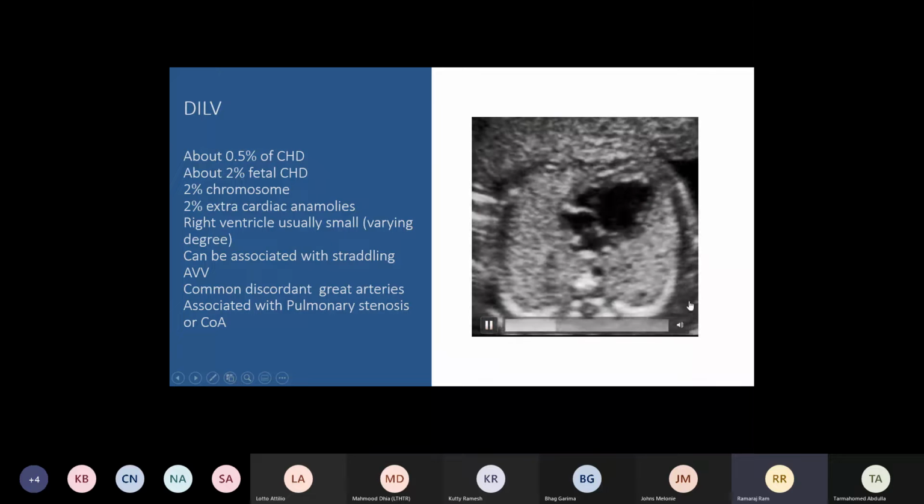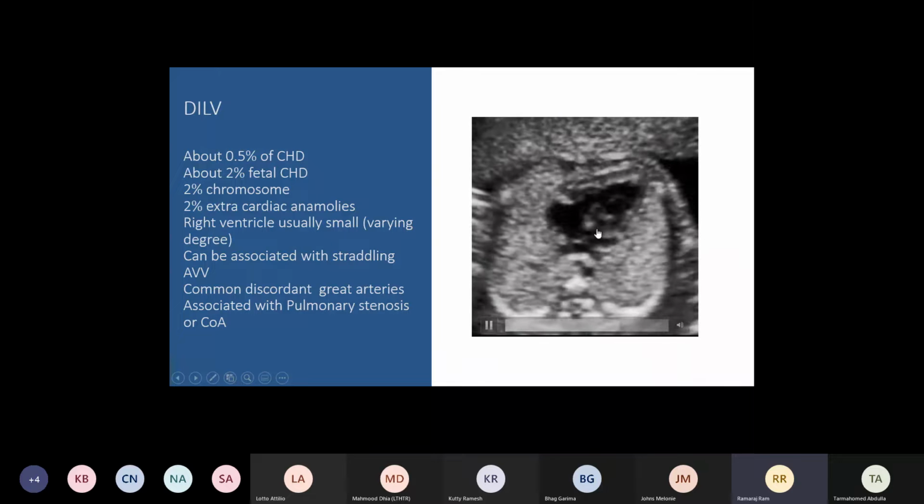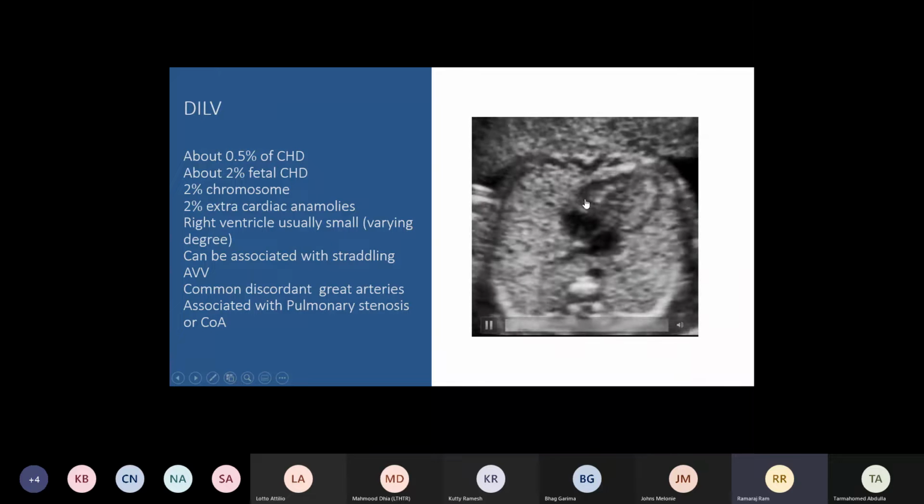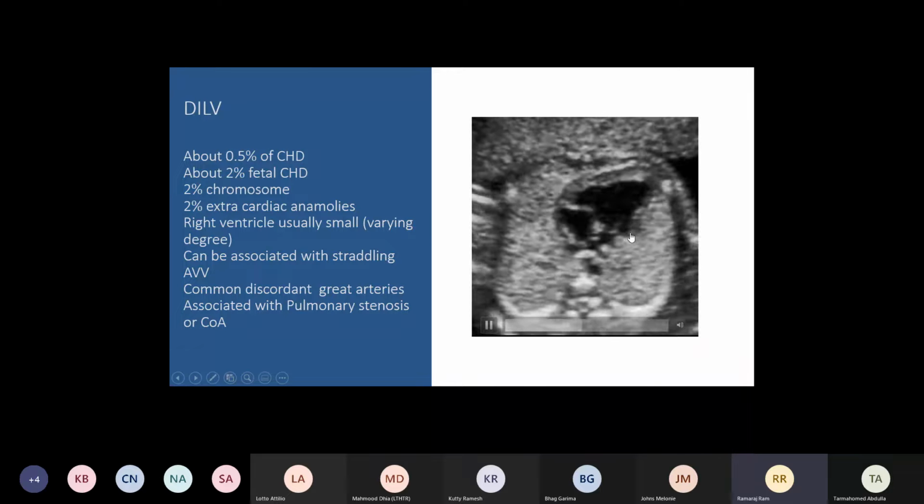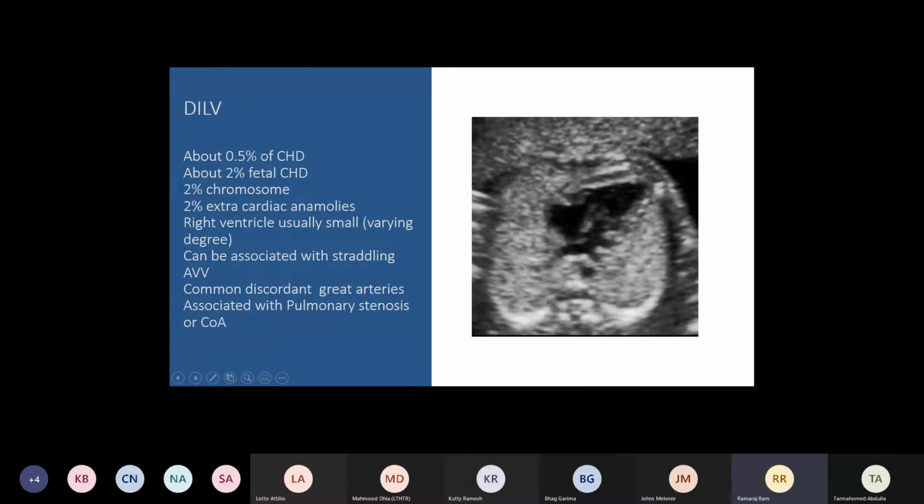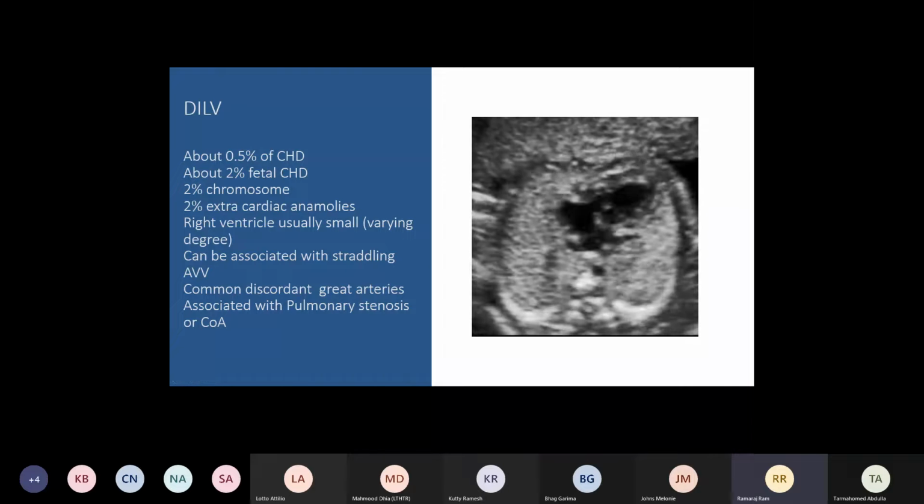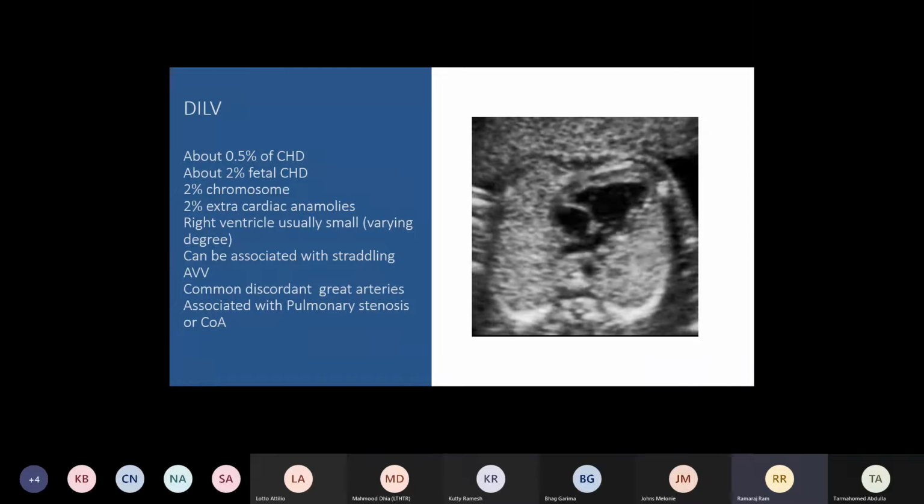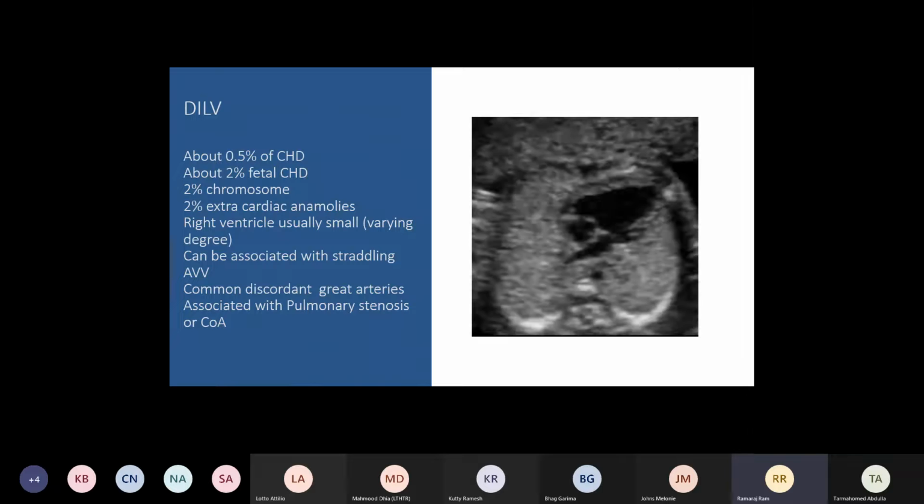So DILV is a very small percentage in the fetal series, and again, a very small percentage of association with the chromosome abnormalities. And the postnatal outcome is on the single ventricle route in this group. Yeah, next one, please.